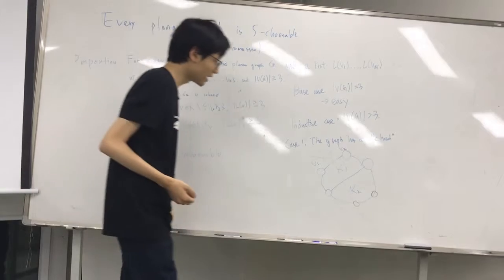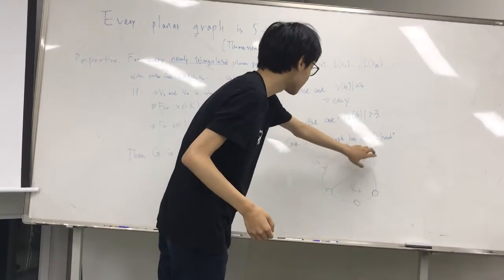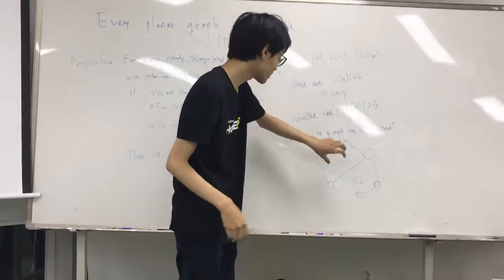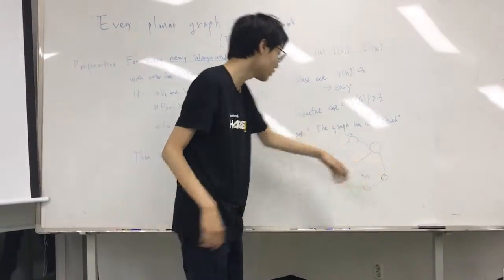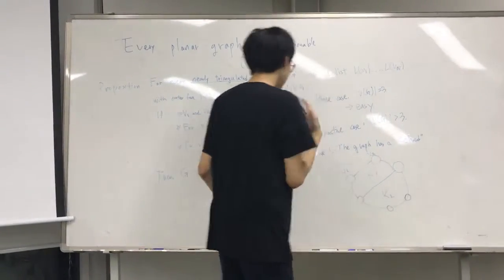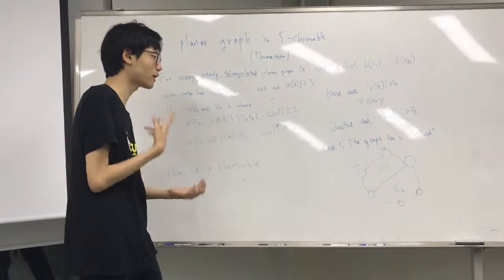Then we can prove this. Let K1 be the side: we have the chord dividing the graph into two sides, one is K1, one is K2, and without loss of generality, we assume that K1 is the part that contains v1 and v2.